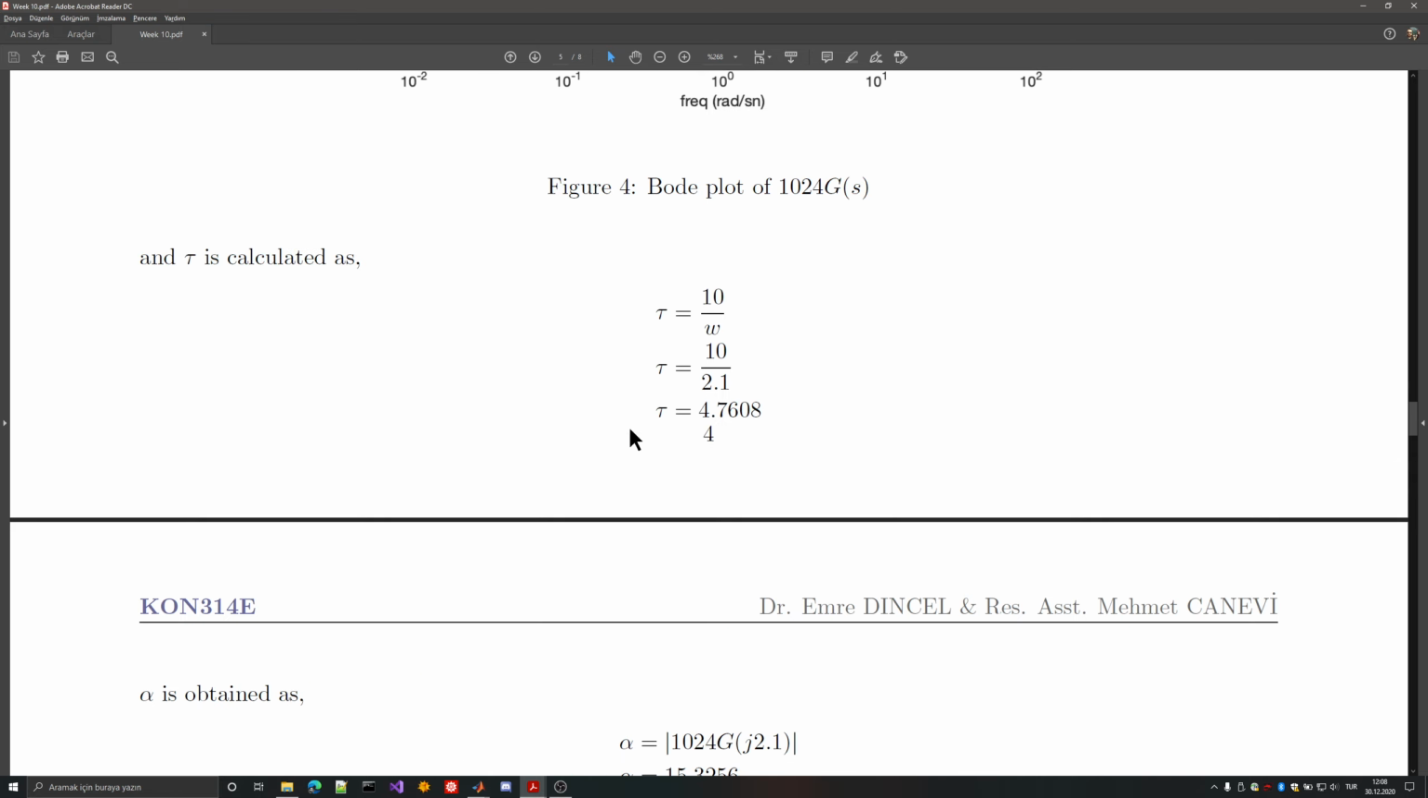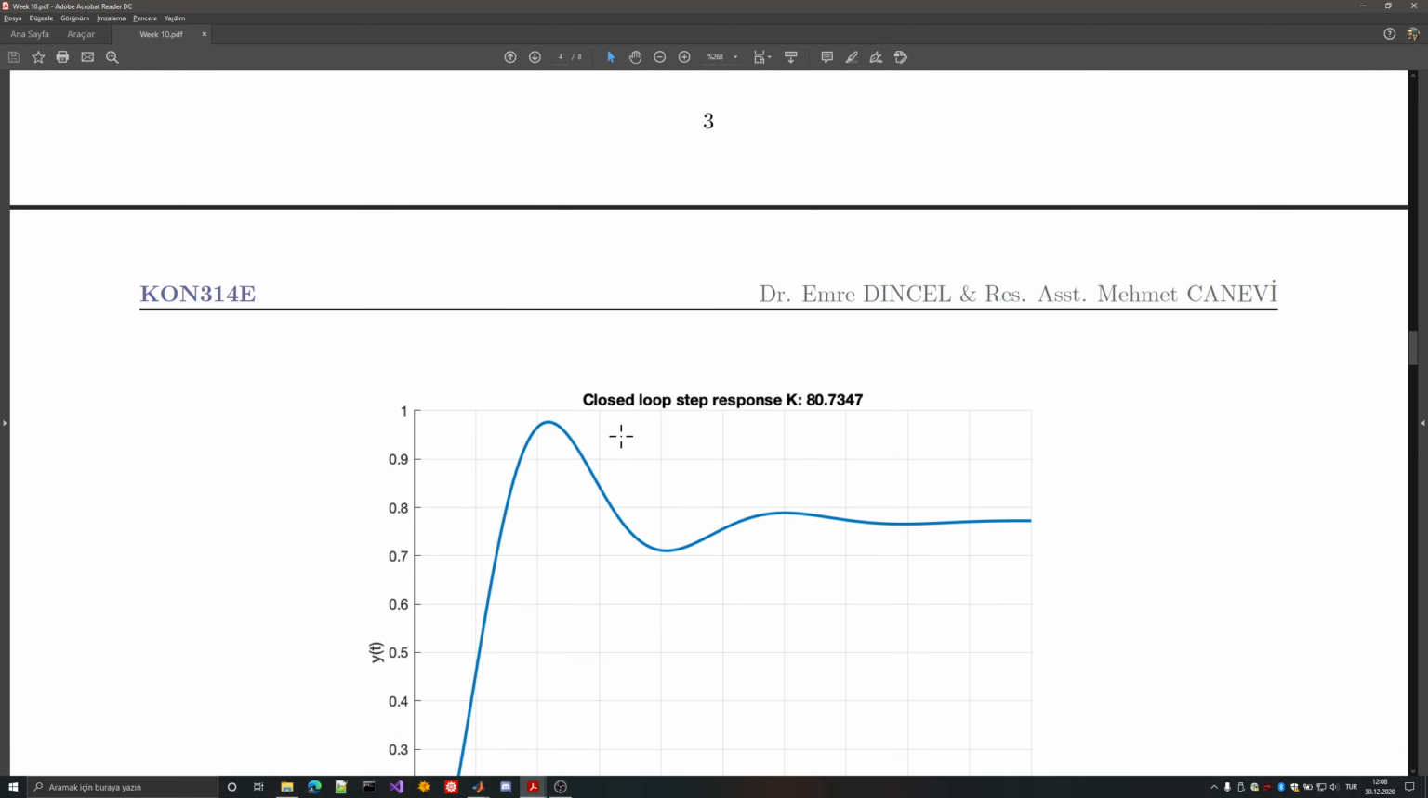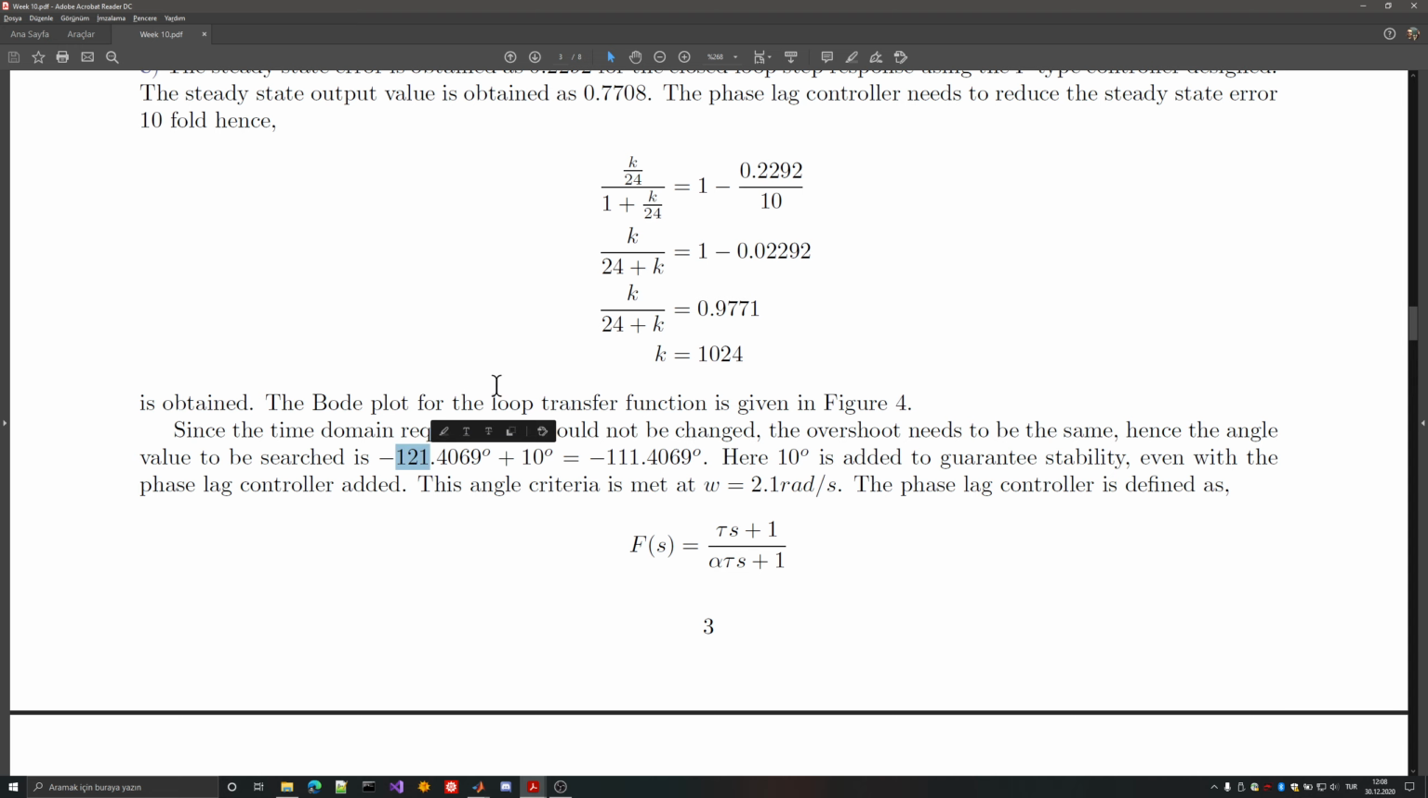You're looking for a higher gain value, so you design a p-type controller that satisfies your steady state error or steady state gain values. Once you've adjusted your gain accordingly, you will look for the same angle or phase margin approximately, but you will add 10 degrees of safety, and then you will use 10 divided by omega as tau, where omega is the point where you satisfy the angle condition. So you will place a zero using that value, and then the gain at that point will give you the alpha value, and that's it basically.